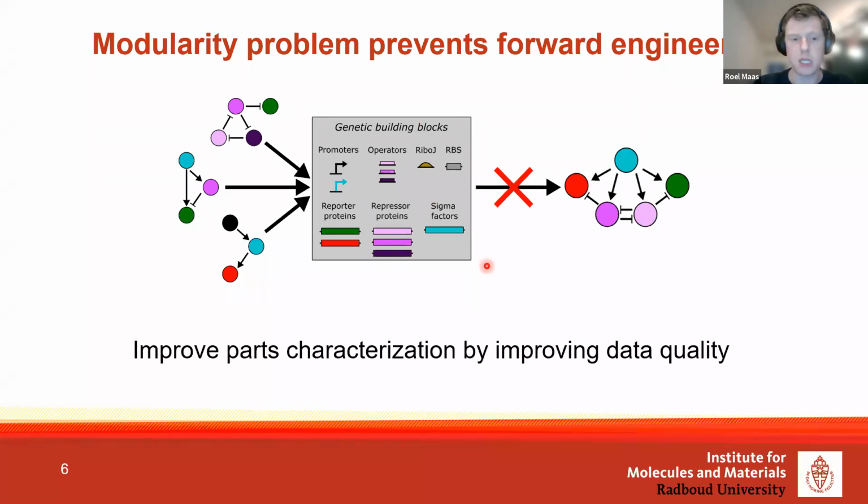And this is mostly because whenever you characterize a part in one specific system, the characterization is usually biased towards that system. So to improve the ability to forward engineer networks, we need to improve the characterization of those parts. And to do this, we first have to improve the data quality of the experiments, basically.